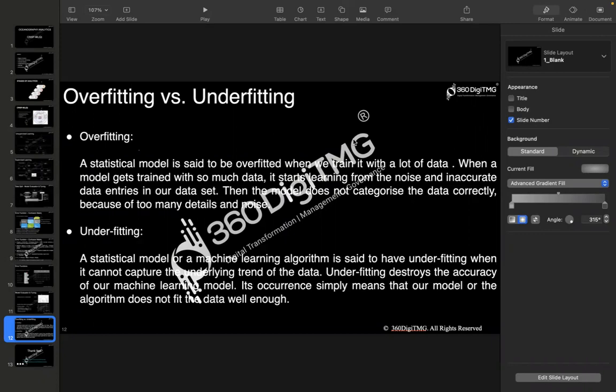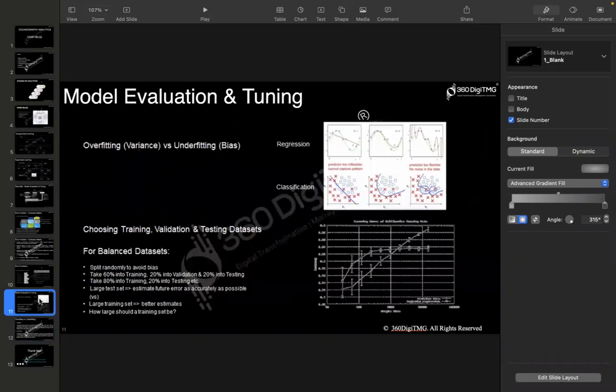So in overfitting and underfitting, here for model tuning, you can check the graph here.